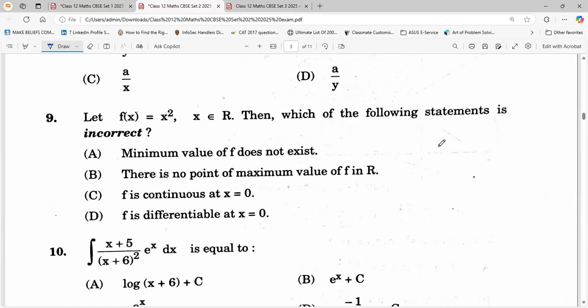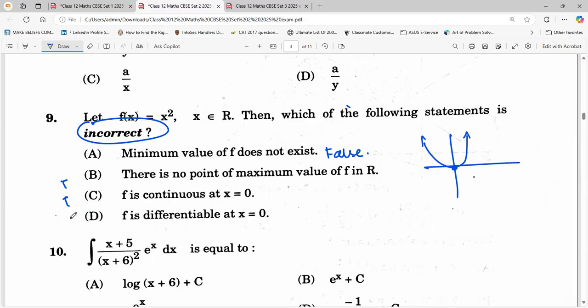For this question, you know the graph. So which of the following statements is incorrect? Does it have a lowest point? Minimum does not exist is actually false. There is no point of maximum. It goes on and on both sides. There's no maximum value. That's true. B statement is true. C statement is true. D statement is also true. So only the first A statement is false. So 9th answer, option A is the correct answer.